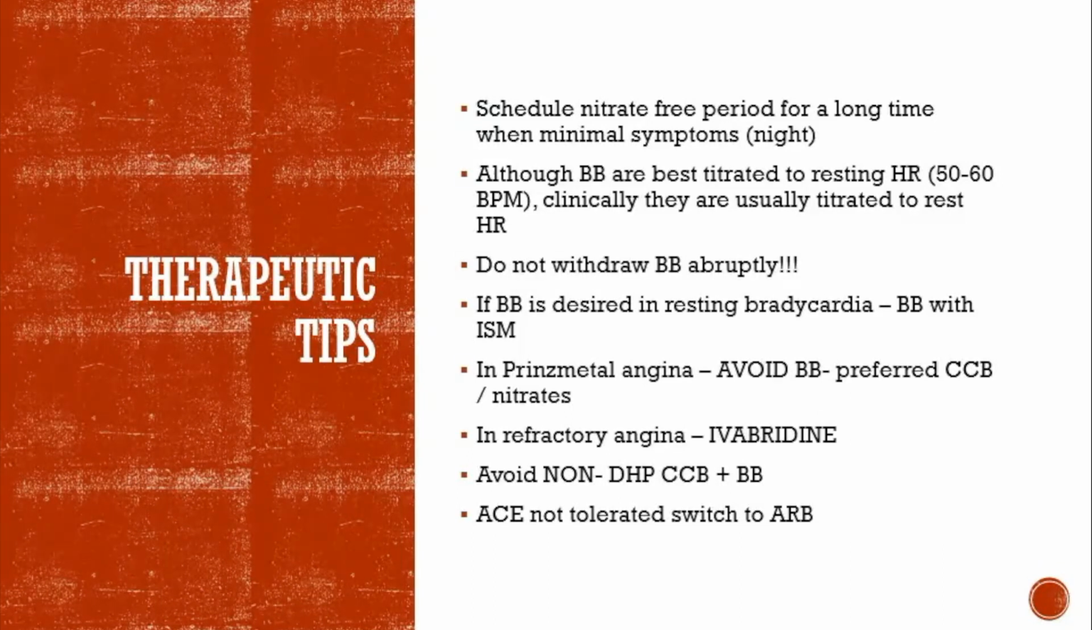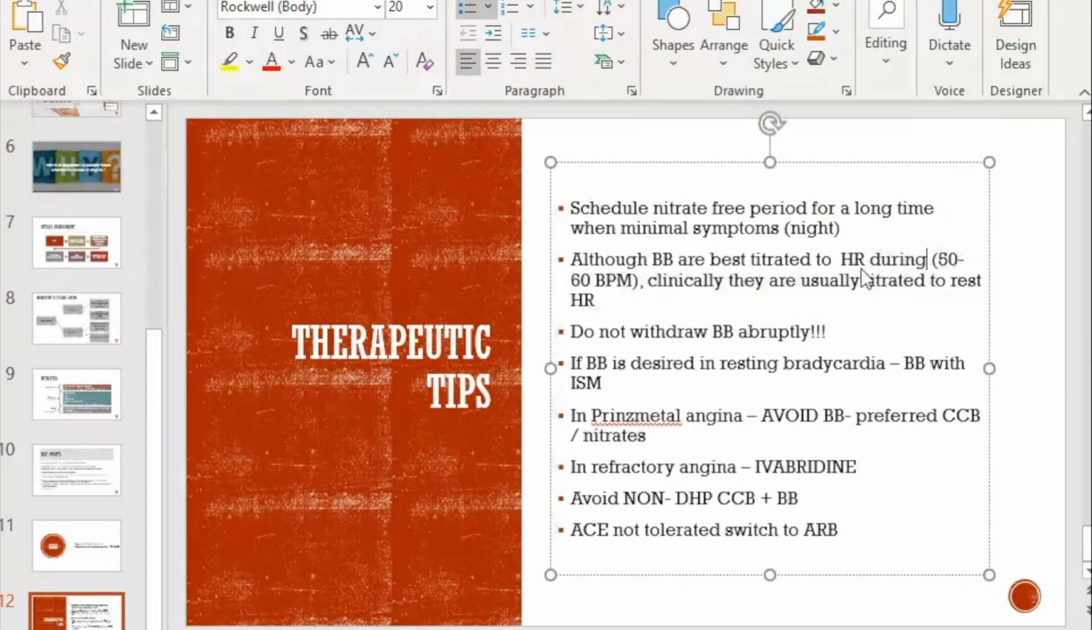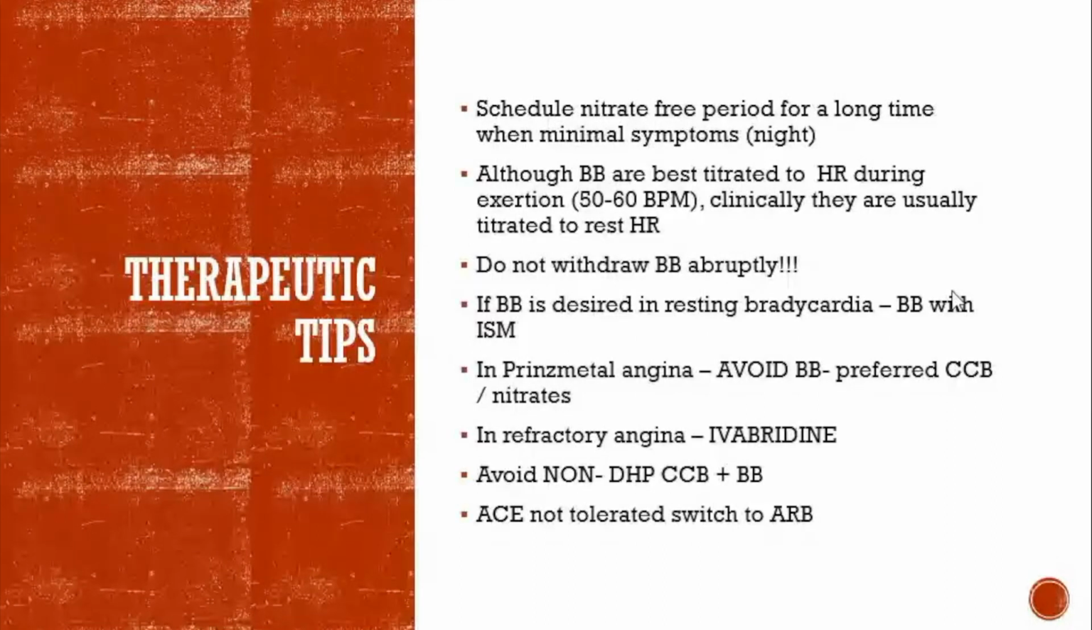Although beta blockers are best titrated to resting heart rate. Usually whenever we give beta blockers, we titrate them to resting heart rate. Here, I think I made a mistake. One second. Let me change this, okay? So it's not resting heart rate. In books, we see that we usually titrate the beta blockers to heart rate during exertion, okay? But clinically, when treating angina, they usually titrate the dose to resting heart rate. So that's what they do.